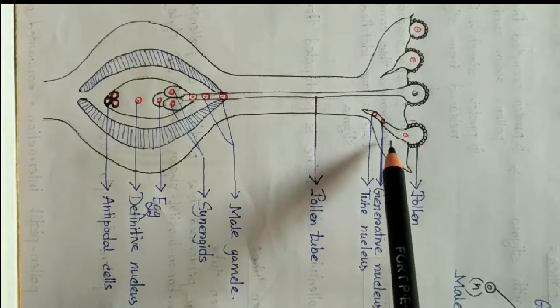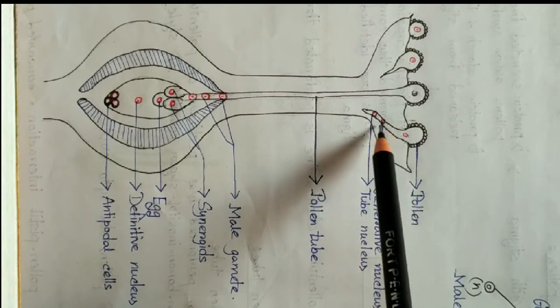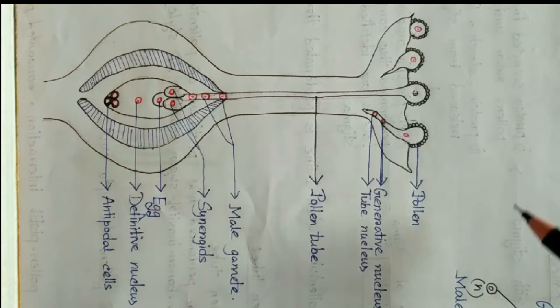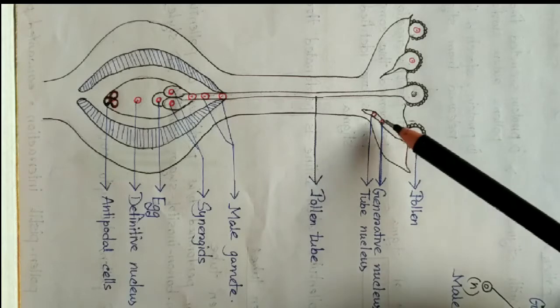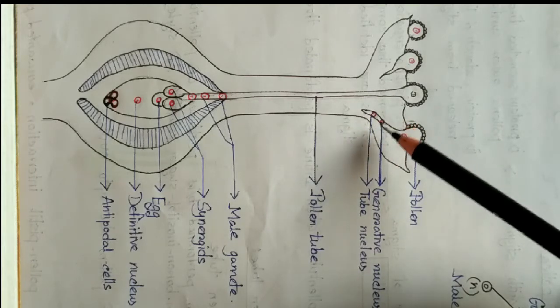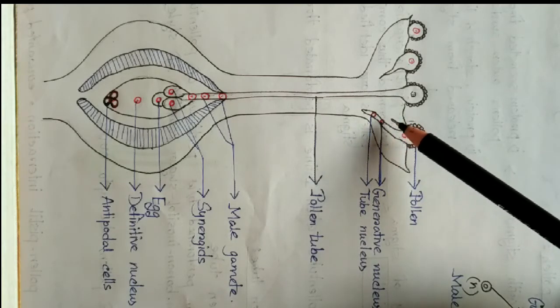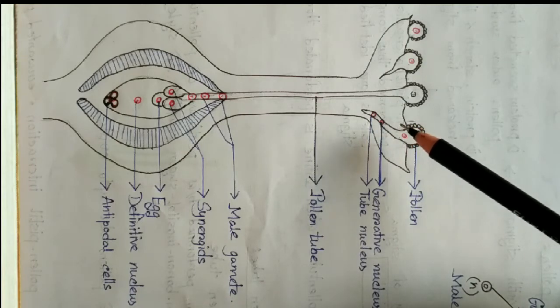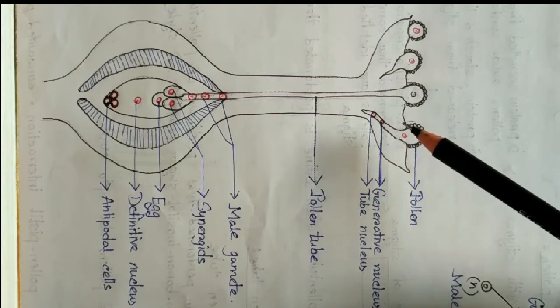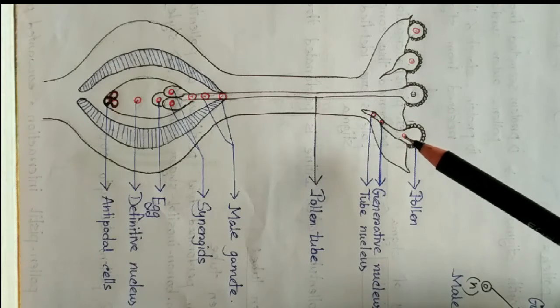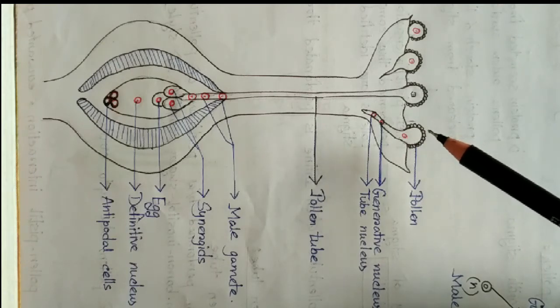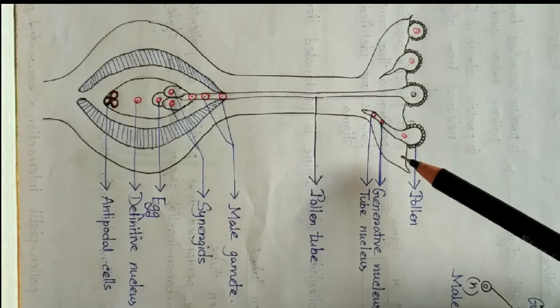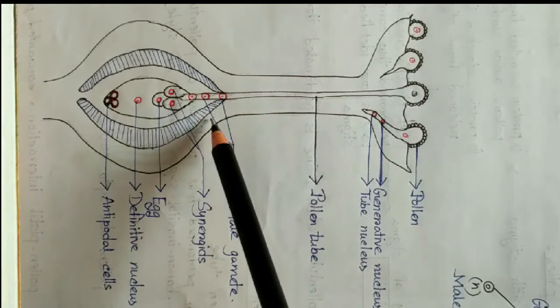Firstly, the nucleus is divided into two offspring nuclei. First one is the generative nucleus and second one is the tube nucleus. This generative nucleus is further divided into two parts. First one is a male gamete and the next one is also a male gamete. Generative nucleus is divided into two male gametes, and the tube nucleus also comes through it.